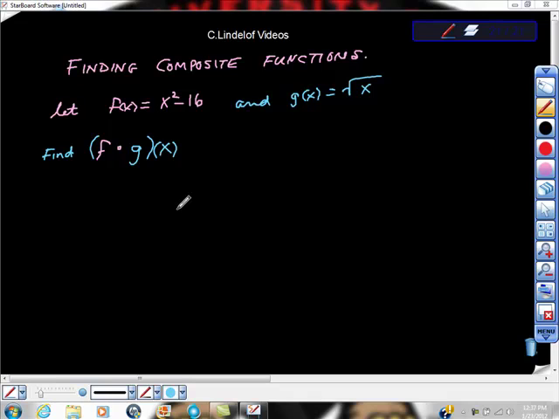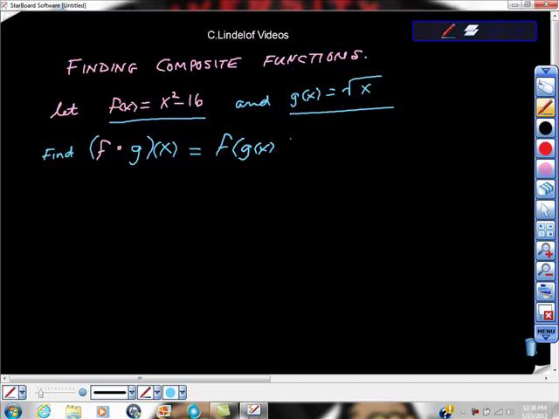Here's a problem. It says finding composite functions. First off, we're going to define our two functions. So let f of x equal this function and let g of x equal this one. And we're asked to find f of g of x. What I also want to say about this is this notation is common, but it's not any more common than this notation, which is to find f of g of x.